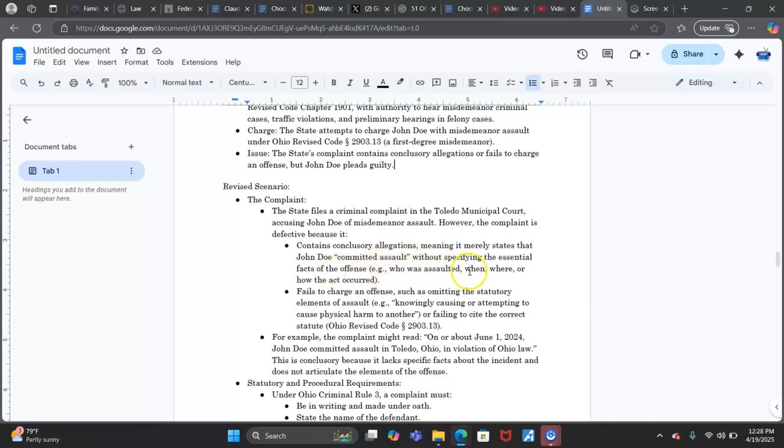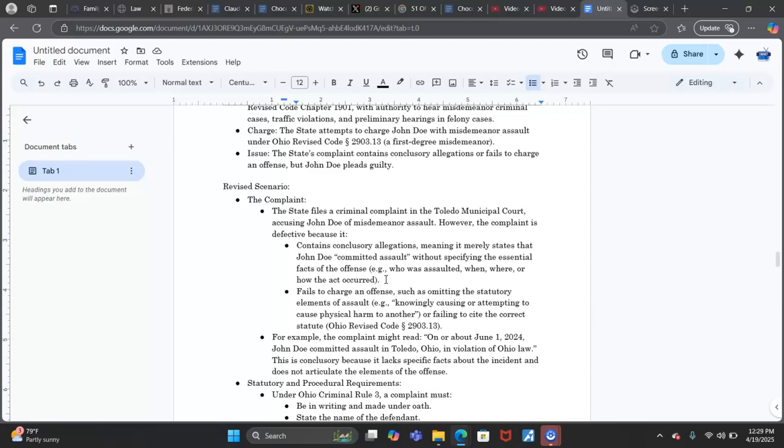Example, who was assaulted, when, where, or how the act occurred. They have to give you that. If they don't, they violate due process. This is why pro se litigants lose in state and federal court on motion to dismiss against police officers when they sue them, because you can't say that this officer violated my rights, or he unlawfully arrested me, or he unlawfully detained me, without specifying the essential facts of the cause of action. You have to give him the facts.